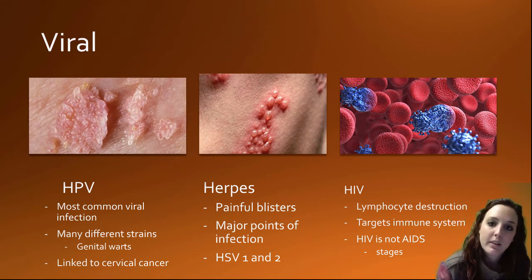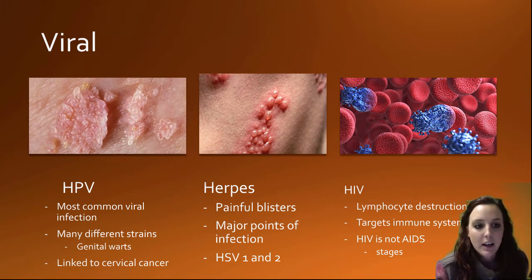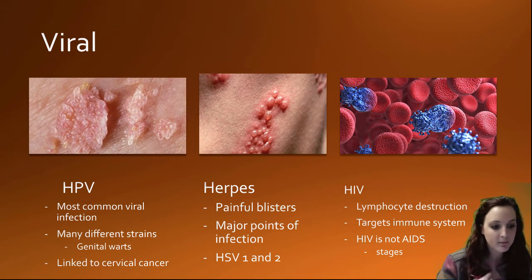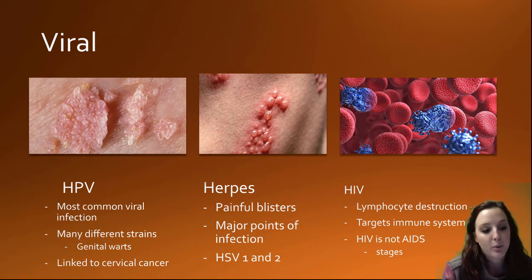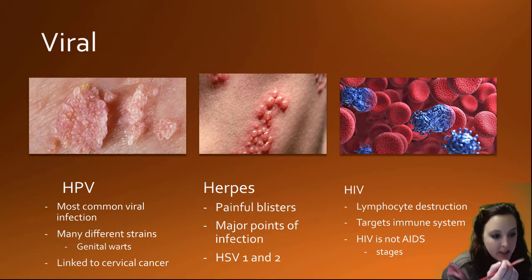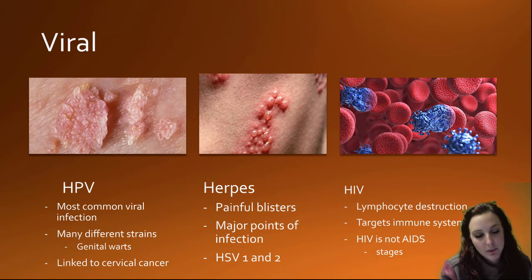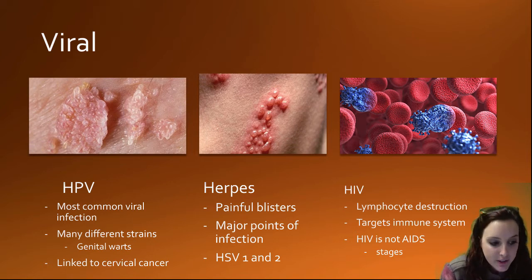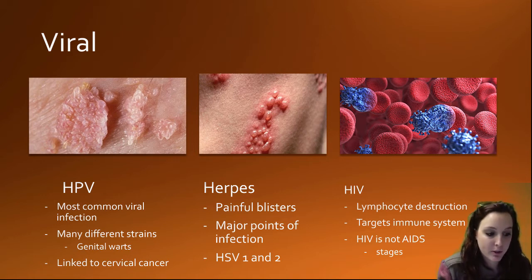The second type of viral STI that we're going to talk about is genital herpes. Well, not just genital herpes, actually, both types. And herpes is transmitted through oral and genital sex. So cunnilingus, fellatio, and penis and vagina intercourse. Now there are two main types of the herpes virus. The HSV-1 virus is characterized by cold sores around the mouth, and the HSV-2 virus is sores on the genitals, genital herpes. And these two can cross over to one another.